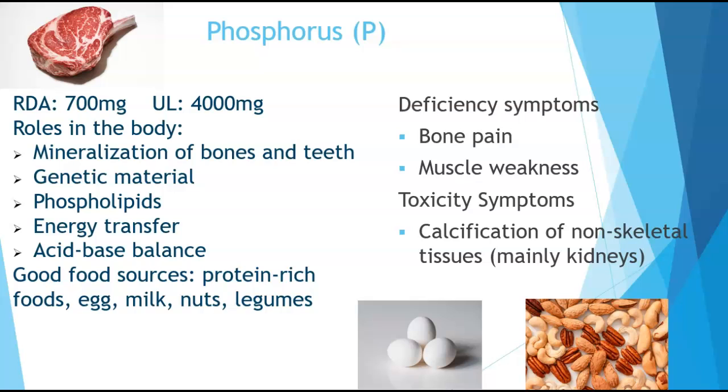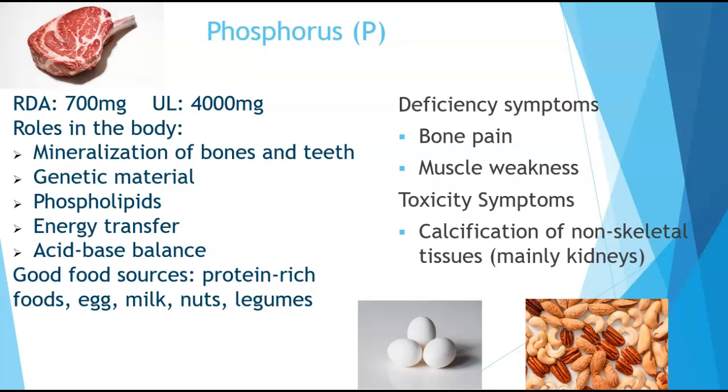Next one is phosphorus. Calcium and phosphorus work together. Its RDA is 700 milligrams per day with an upper limit of 4,000 milligrams. It also has a role in mineralization of bones and teeth. It has another role in creating your genetic material. Energy transfer, we saw ATP has phosphorus as part of it. And it also plays a role in acid-base balance.